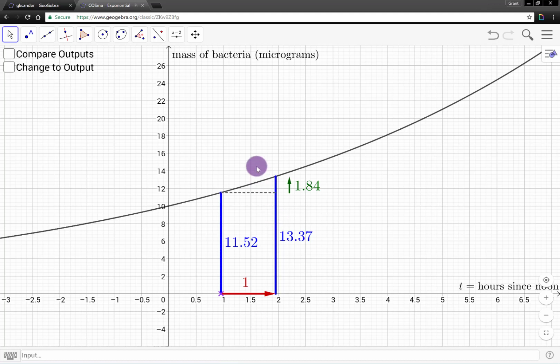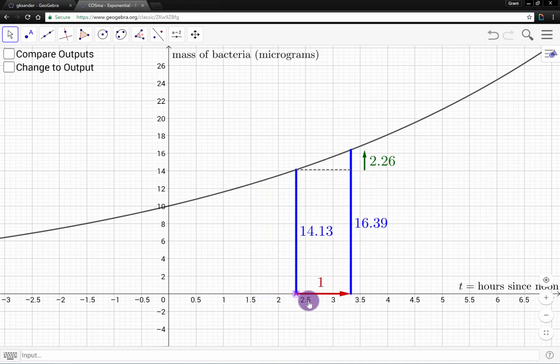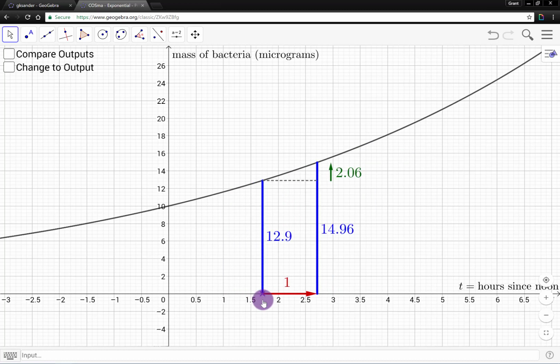Let's consider the following scenario. We are tracking the mass of bacteria in micrograms in an experiment in terms of the number of hours t since noon. So this graph relates the mass of the bacteria to the number of hours since noon. So I can vary the initial number of hours since noon, so the initial value of t. And as I vary the initial value of t, I have a change in t of 1 unit.